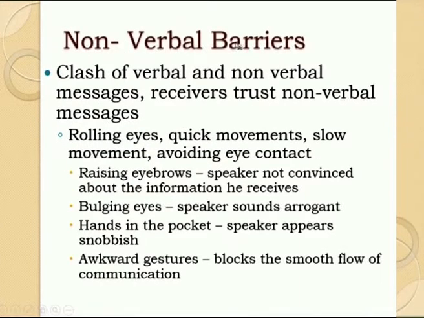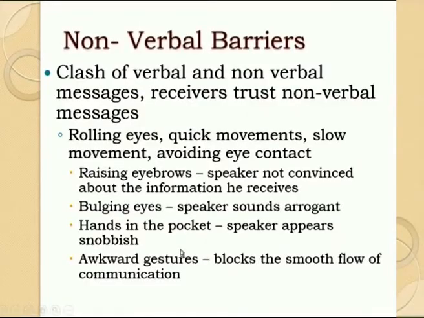Now coming to non-verbal barriers. There can be a clash of verbal and non-verbal messages, and receivers trust the non-verbal messages. When there is a verbal and a non-verbal message, receivers most probably rely on the non-verbal. Rolling of eyes, quick movements, slow movements, avoiding eye contact, all these show non-verbal barriers. Awkward gestures, such as keeping your hands inside your pocket, give a wrong signal to the audience.